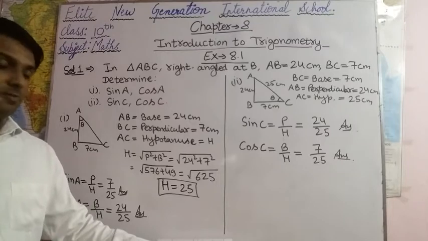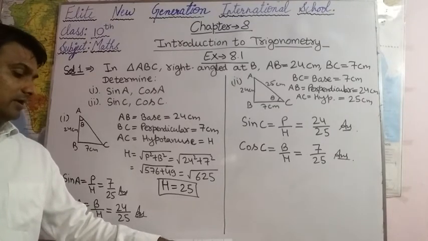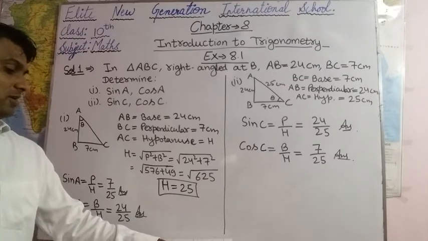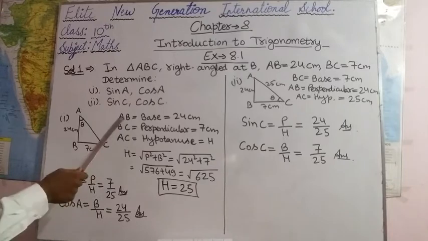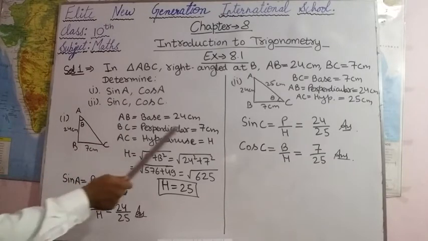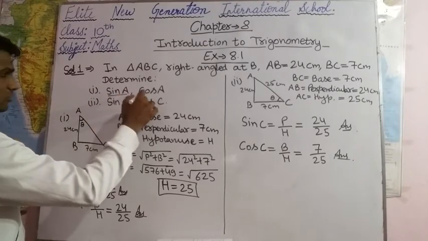Then we have to determine, in the first part, the value of sin A and cos A, and in the second part, the value of sin C and cos C. So first of all we will draw the diagram. In this diagram ABC, we have been given the value of AB. Here AB is 24 centimeter and the value of BC is 7 centimeter. Therefore in this triangle, first of all we have to find sin A and cos A.